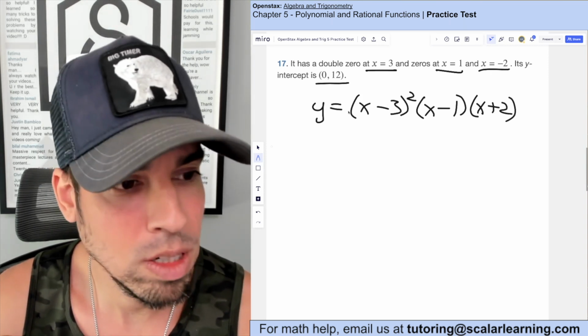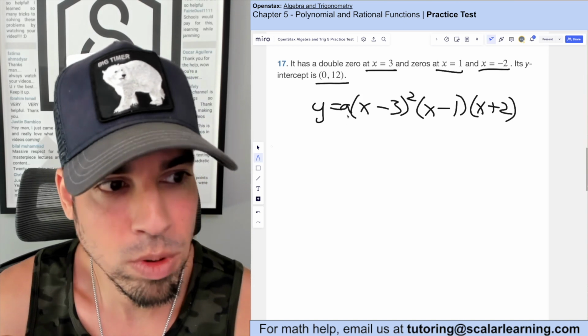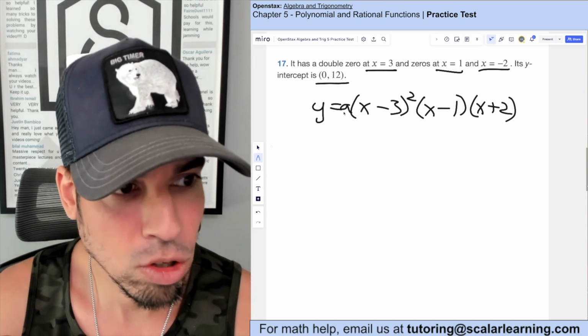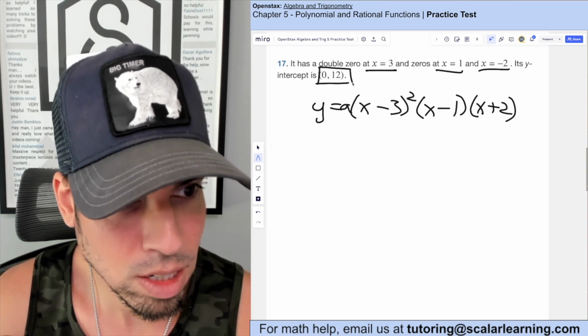And then there's also going to be an a term. Okay, we don't know what that a term is, but the a term is going to be found using this nice y-intercept.